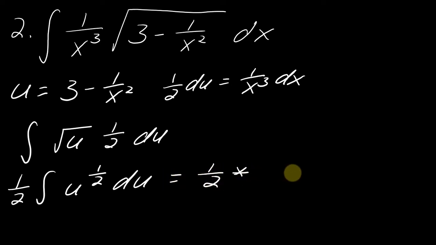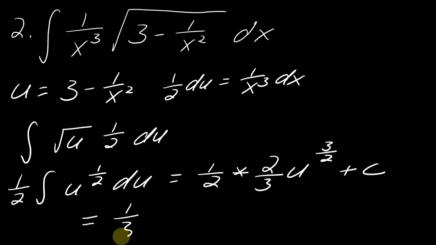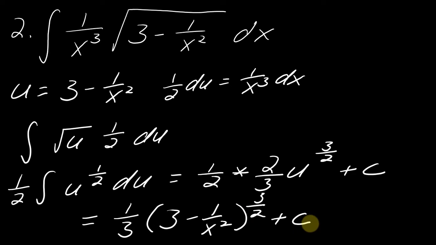1/2 times, let's see, first I always like to figure out the exponent, so I add 1 to this, so this will be 3/2, and then I multiply by the reciprocal, and then this is plus c. So in the end, this will turn into 1/3 times (3 minus 1 over x squared) to the 3/2 plus c, or you could have all of this over 3, so 1/3, or all of this over 3, tomato.